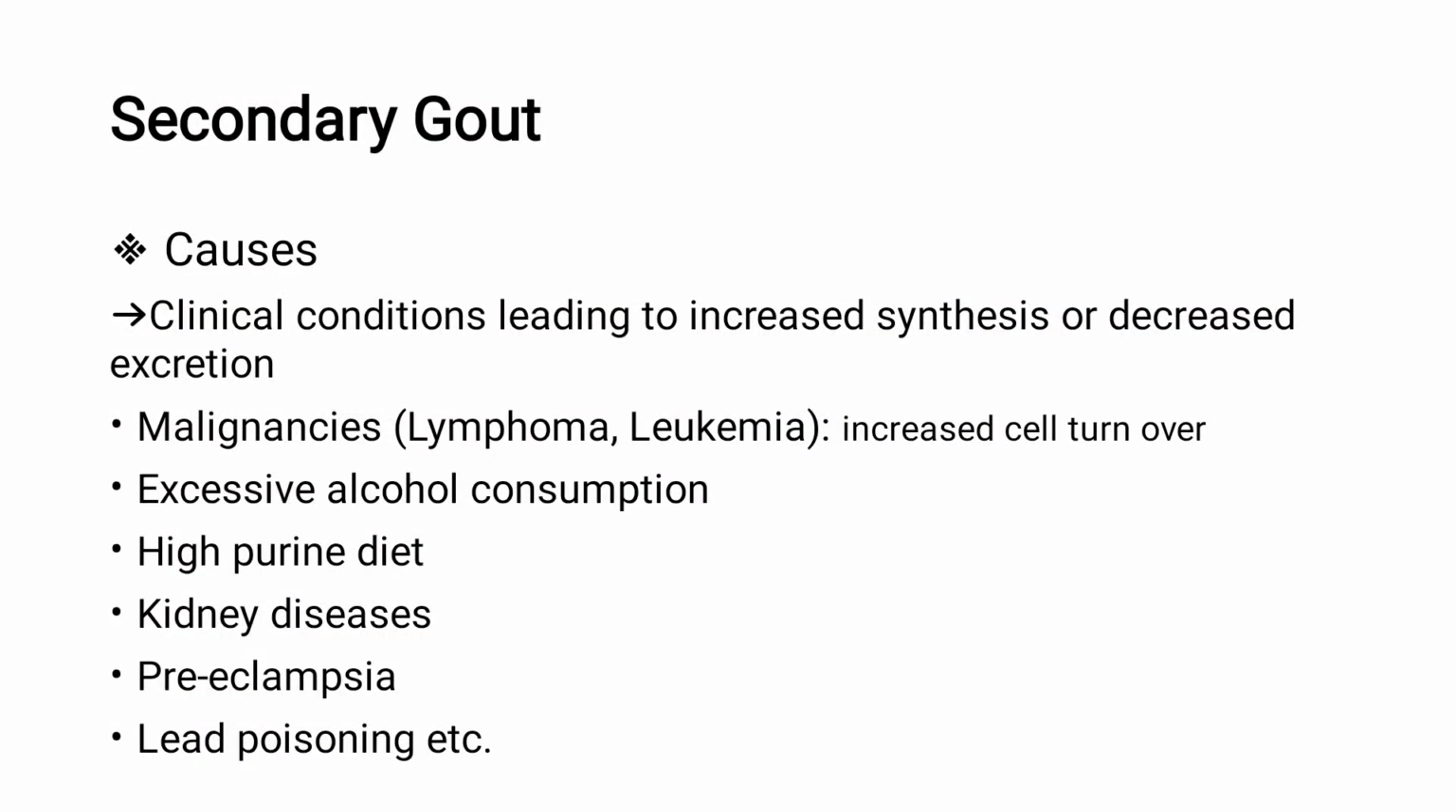Now coming to secondary gout. What are the secondary causes of gout? These are the clinical conditions leading to increased synthesis or decreased excretion of uric acid. For example, in case of malignancies, hyperuricemia is seen. Malignancy is nothing but cancer, like lymphoma, leukemia, and when you treat these leukemic patients, they are given many cytotoxic drugs.